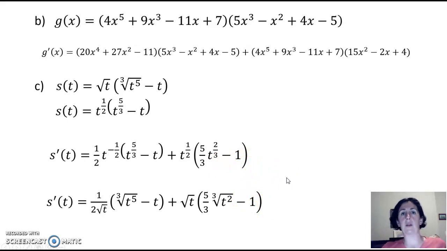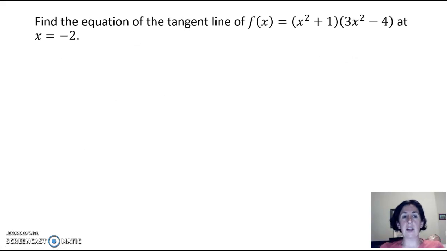Let's do another example using the product rule. What if I wanted you to find the equation of the tangent line of the function x squared plus 1 times 3x squared minus 4 at x equals 2? Now remember, to write the equation of any line, you need a slope and a point. Here we don't have a slope and we don't have an actual point. We have part of a point.